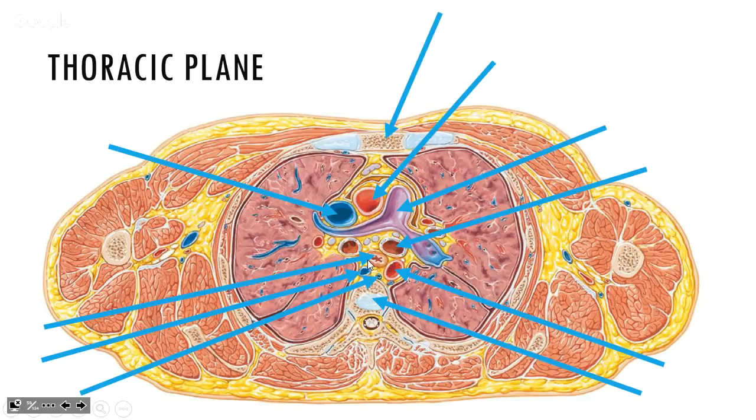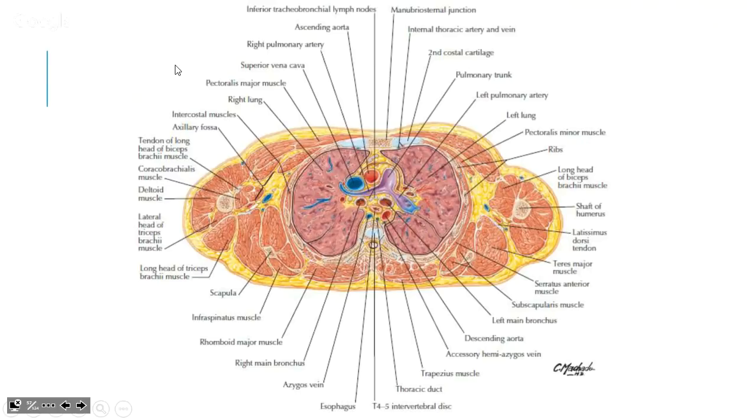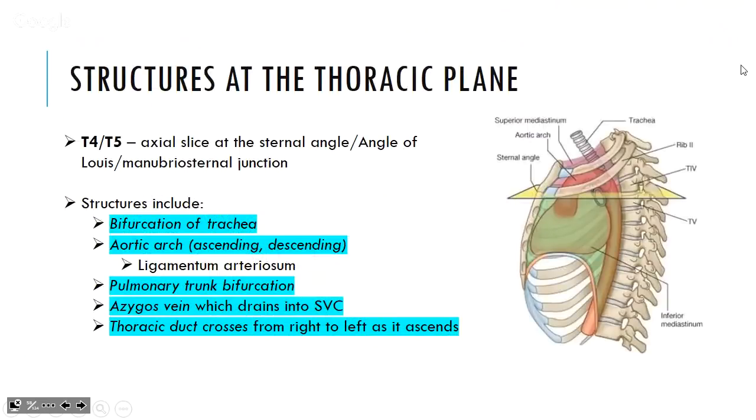And then posterior, we have the esophagus here. And then we also have these two red things here. So this is actually the anterior and descending aortic arch. So it kind of arches over and comes down here. So in case they give you this and ask you to label it, this is the fully labeled one here. This is also structures at the thoracic plane. So bifurcation of trachea, aortic arch, pulmonary trunk bifurcation.